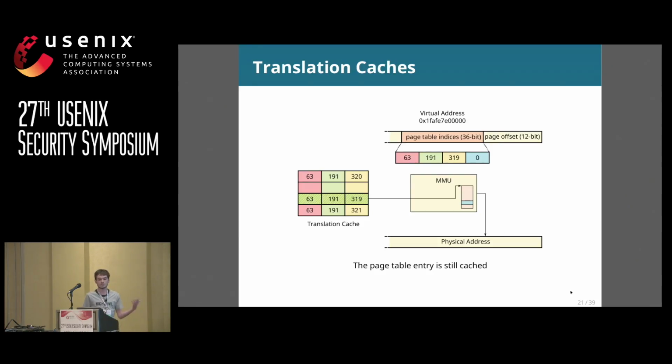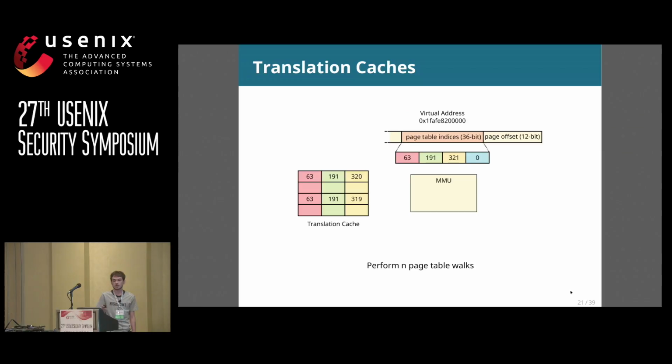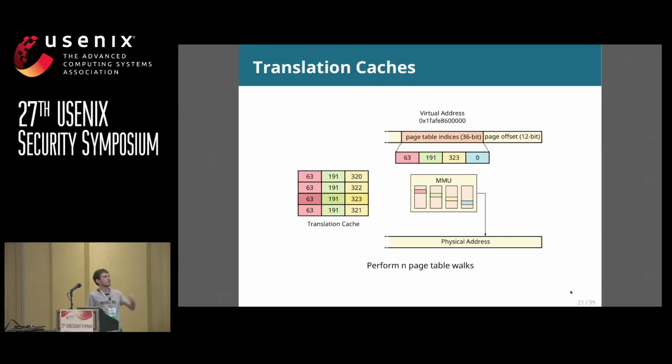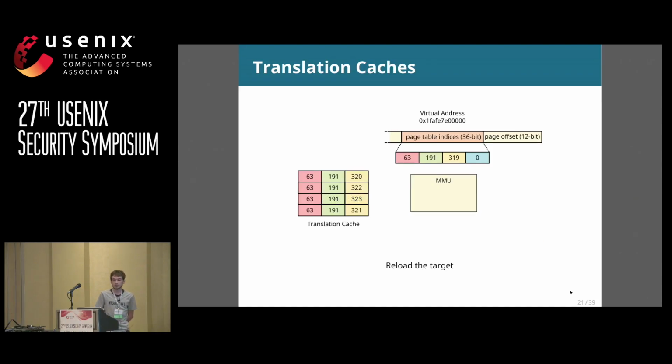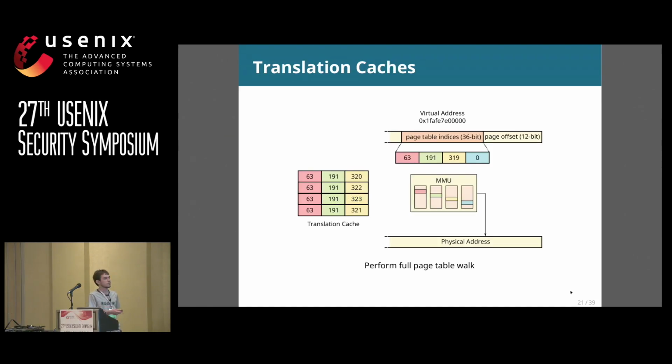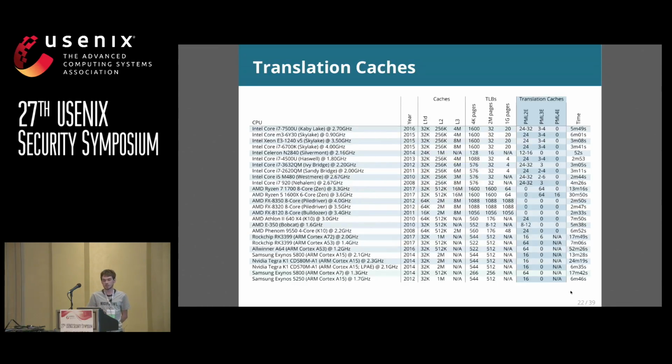So we know 2 entries is not sufficient. Let's try this with 4 entries. We have 4 virtual addresses that we access now, and the last one will actually kick out our own entry. When we try to reload the target, it has to do a full page table walk, which is a lot slower. This is how we figured out the sizes of all the translation caches on 26 different microarchitectures.